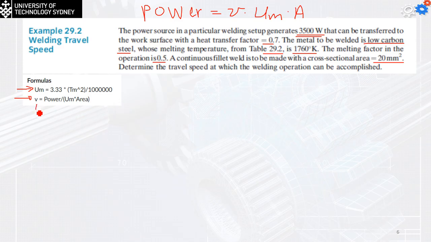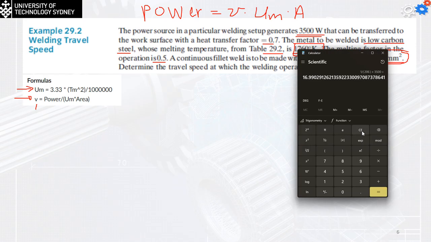Now we need to find the V here. What I need is going to be the following. First is going to be the area. Second, I need to calculate the UM. So I have the Tm given to me here. Tm squared multiplied by 3.33 divided by 1 million. Done. So what I'm going to do is get my calculator and start to do the steps to calculate the power before I show you the answer.